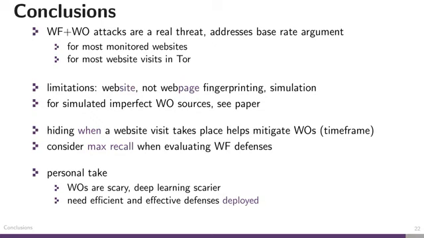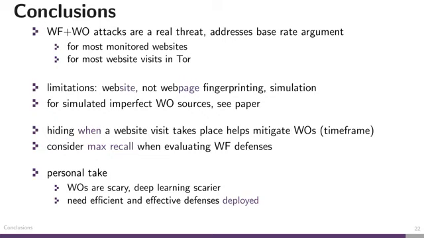One thing that we are also simulating in the paper are imperfect sources for website oracles. For example, the website Oracle could have a false positive rate, right? But I encourage you to see the paper for this. It does not change the picture much, unfortunately. One potential mitigation for website oracles is to hide when a website visit takes place, but this is extremely costly to do for an extended period of time. So I'm not sure this is a worthy defense direction to go into.